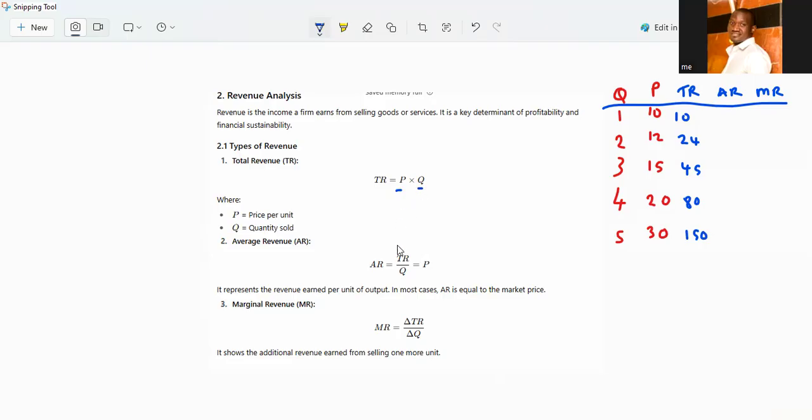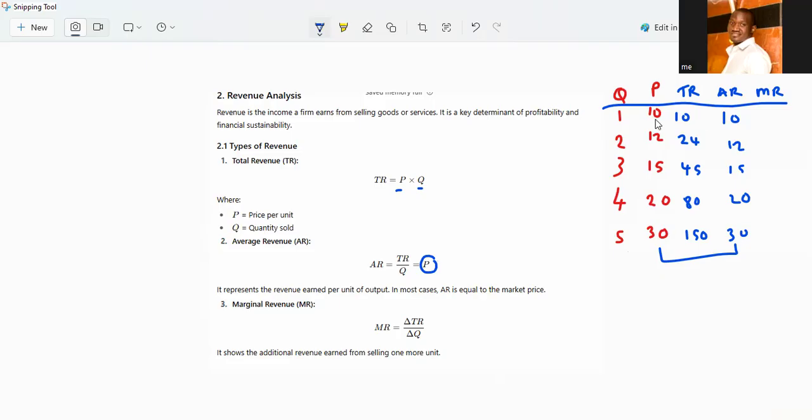Average revenue, we divide total revenue over quantity. So 10 divided by 1 is 10. 24 divided by 2 is 12. 45 divided by 3 is 15. 80 divided by 4 is 20. And 150 divided by 5 is what? 30. So we discover that the average revenue is the same as the price. No wonder this statement here.